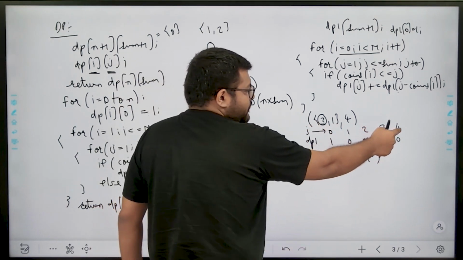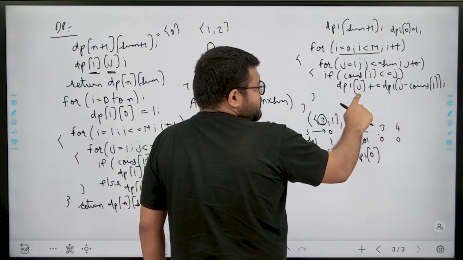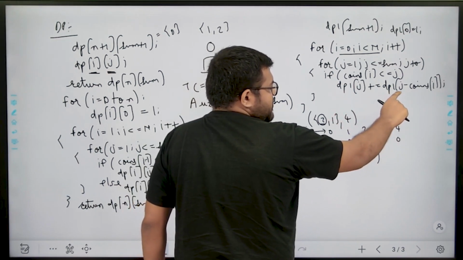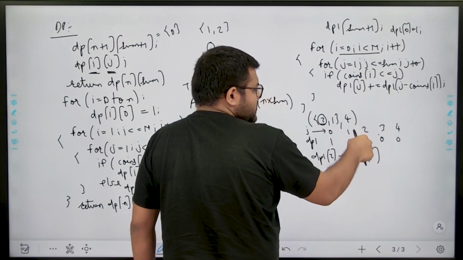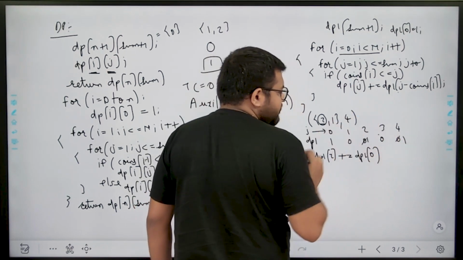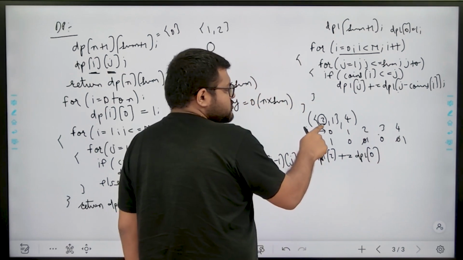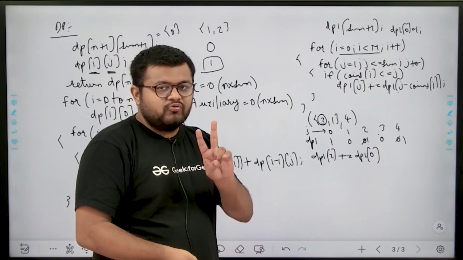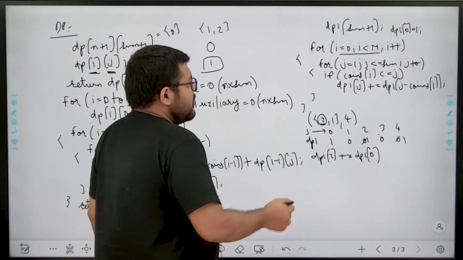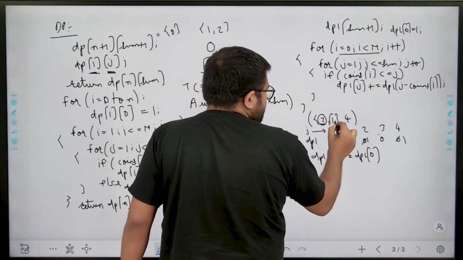And it is true, because using only coin 2 you cannot reach sum 3. Then dp1 of 4 plus equals dp1 of 4 minus 2, that is 2. So for here it is 1, so this will also become 1. And that is also true, using coin 2 you can reach 4 only one way, 2 2, you have to take 2 coins of 2. Now the outer for loop increases and we come to coin number 1.